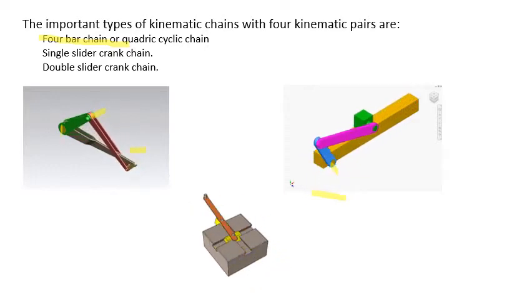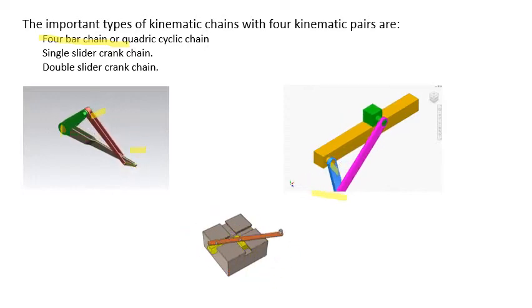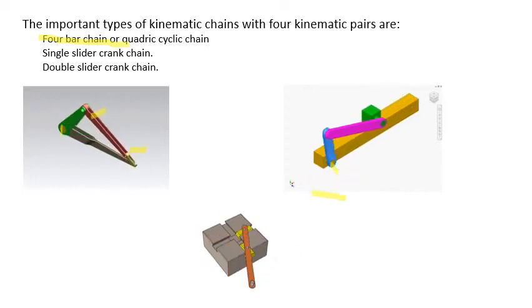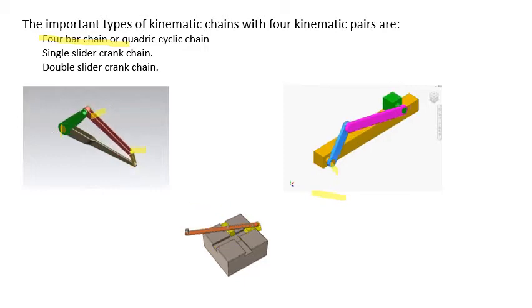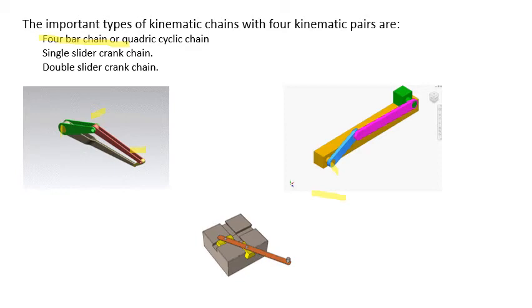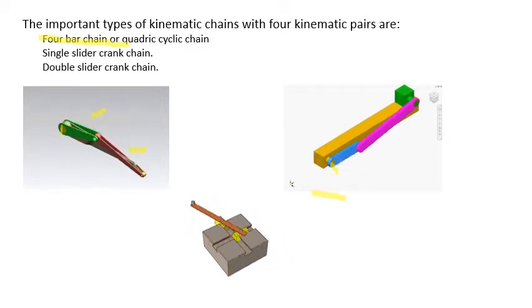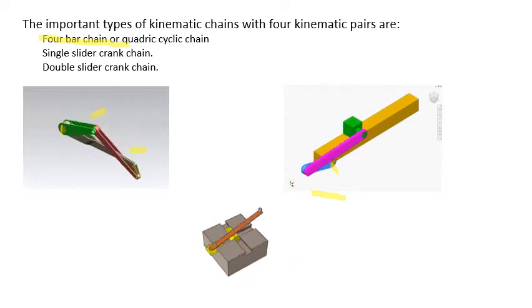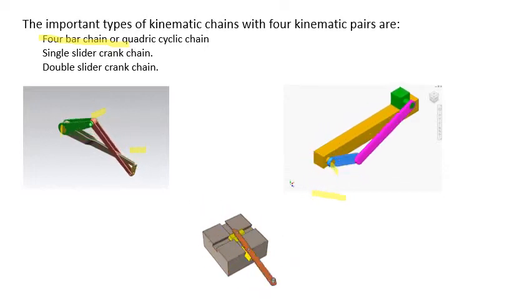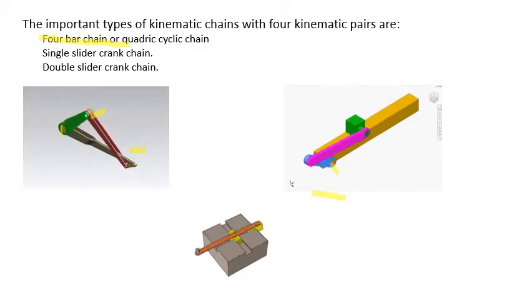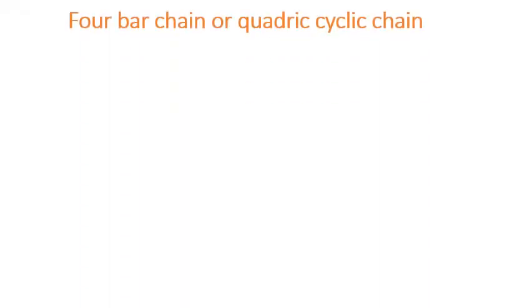In case of double slider crank chain, it consists of 2 turning pairs and 2 sliding pairs. So these are the 2 turning pairs, whereas the sliders have sliding pairs. Now let us see the inversion of each, that is inversion of 4-bar chain, inversion of single slider crank chain, and inversion of double slider crank chain. Now let us see what is the inversion of 4-bar chain.